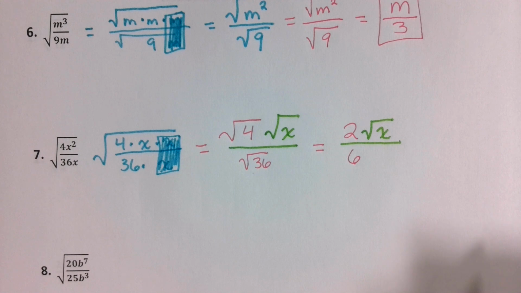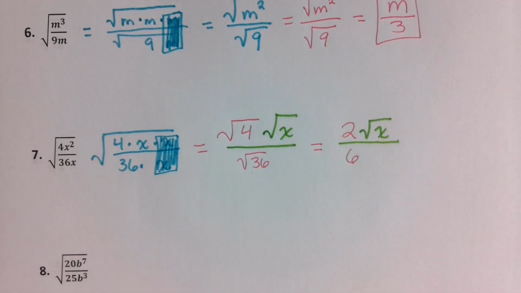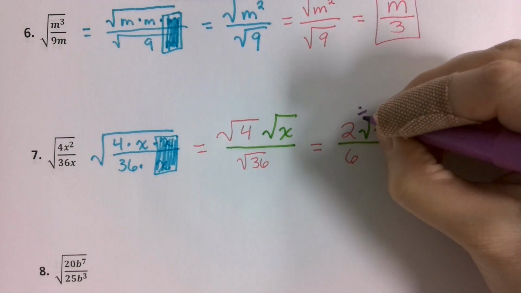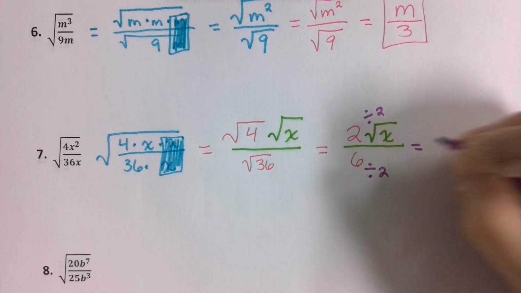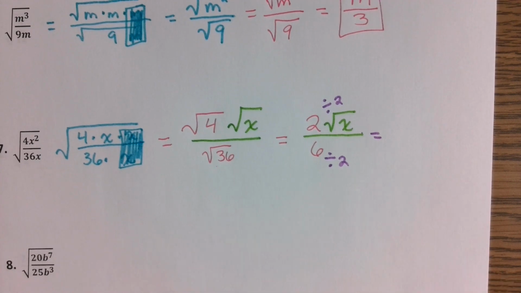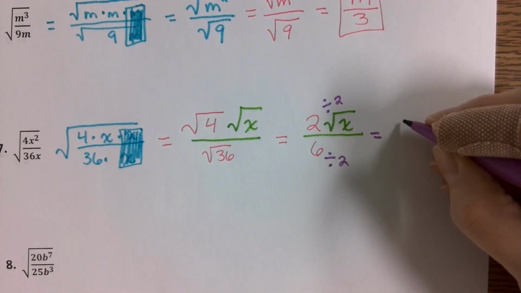what's the square root of 36? 6. Here's the thing though, can we simplify 2 over 6? Yes. 2 and 6 are both divisible by what value? 2. They are both divisible by 2. So you need to be mindful that sometimes even after you take the square root, you might still be able to simplify. So when we take 2 and divide it by 2, that becomes a single value of 1.